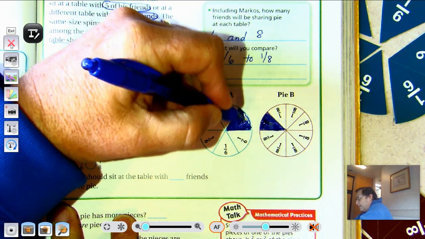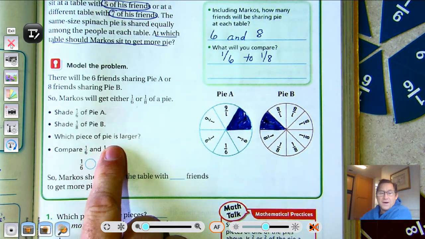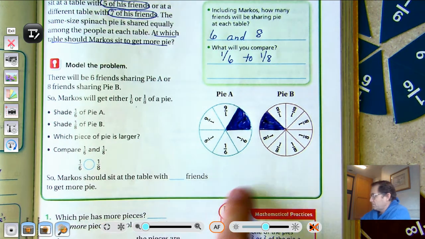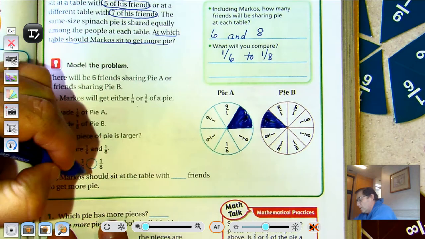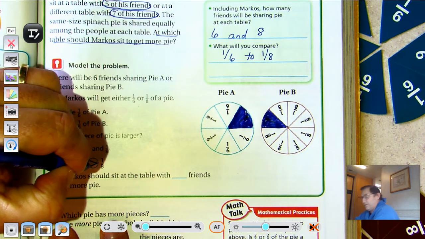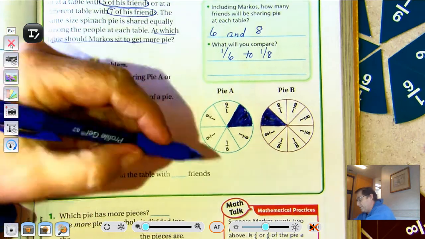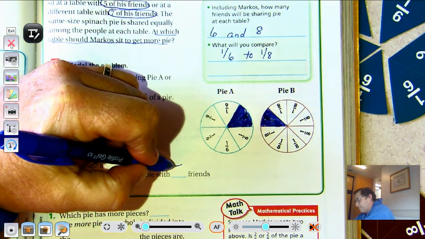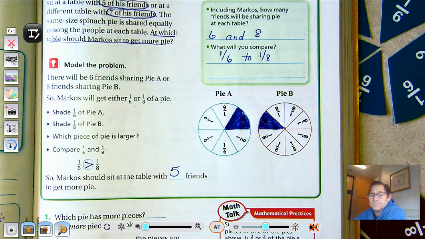Yeah. So which piece of the pie is larger? Well, this piece is much larger. Okay, so compare 1/6 and 1/8. 1/6 is greater than 1/8. So Marcus should sit at a table with 5 friends to get more pie. Okay.